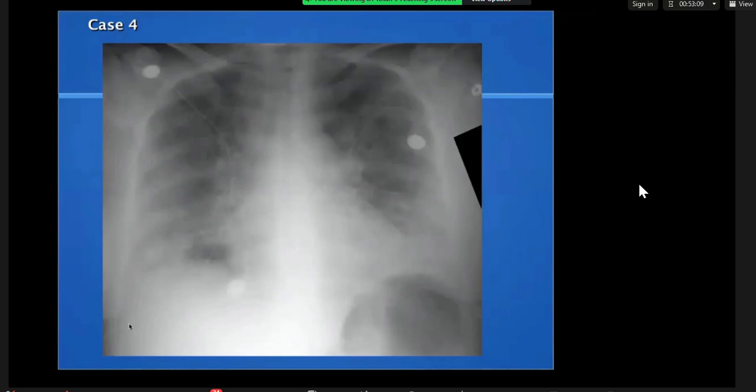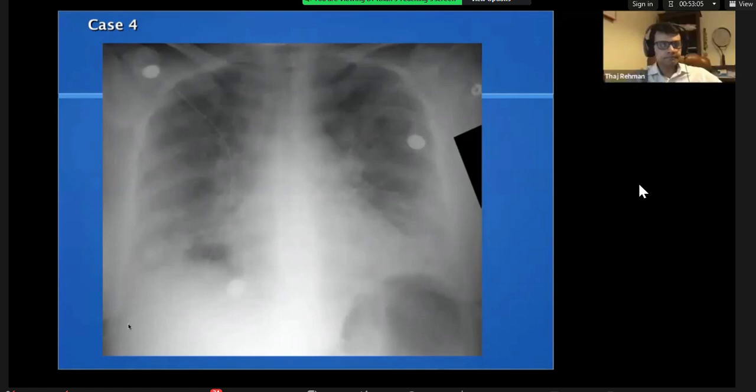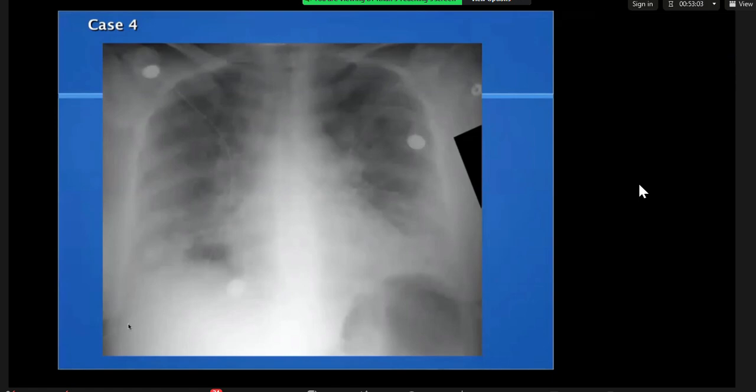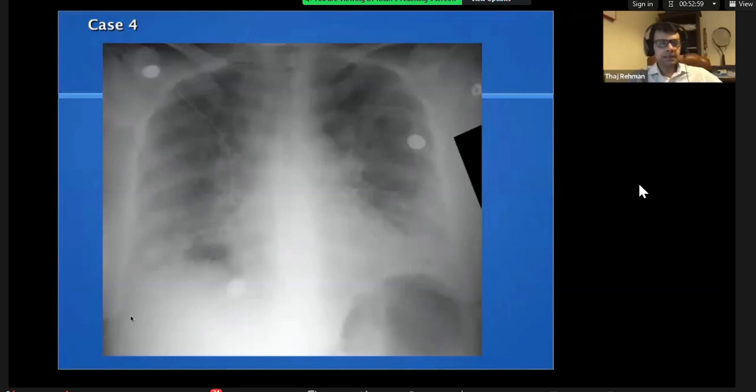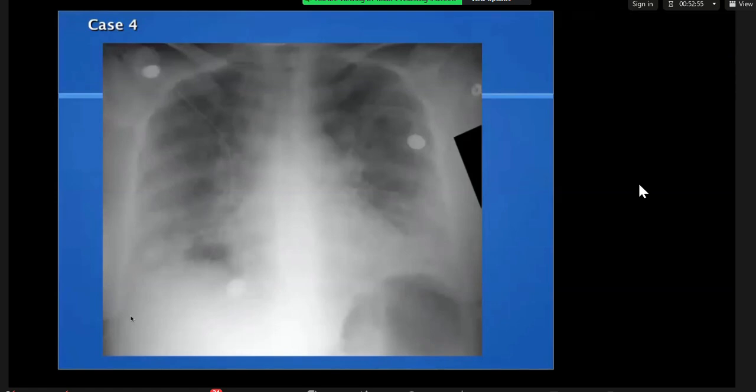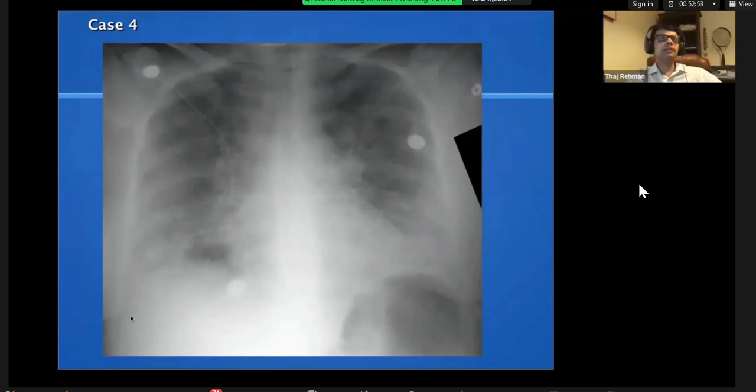So it's quite bilateral and symmetrical. Yeah. Upper lobes are spared. Yeah. I mean, it's not typical. Yeah. But if there is no exposure, with hypersensitivity pneumonitis there will usually be an exposure to an antigen, an allergen.